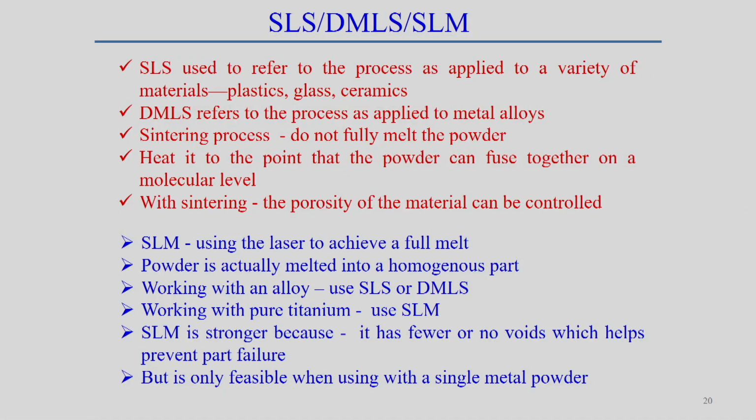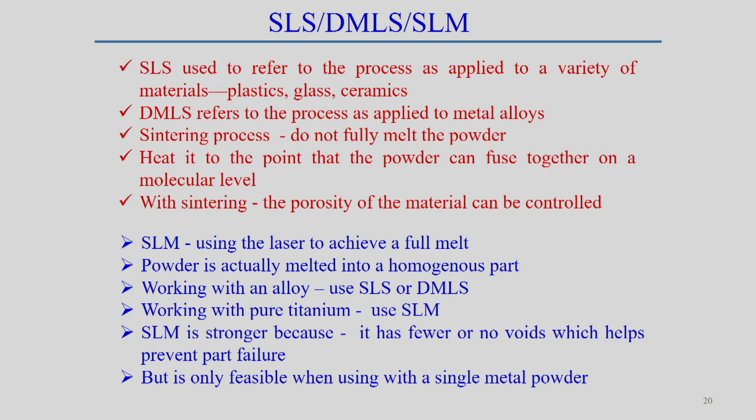Now, if you look into the different aspects of selective laser sintering, direct metal laser sintering or selective laser melting: SLS is used to refer to the process applied to a variety of materials, plastics, glass, ceramics. The sintering process normally uses non-metallic materials, basically plastic, glass and ceramics. DMLS, direct metal laser sintering, refers to the process normally applied to metal alloys. Sintering does not fully melt the powder, but only to the point that the powder can be fused together on a molecular level.